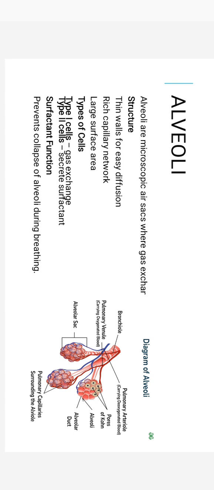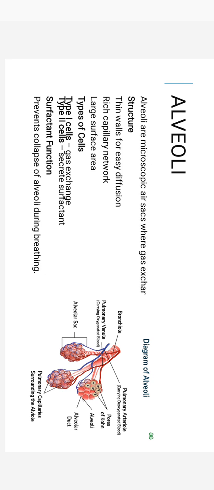Next, alveoli. Alveoli are microscopic balloon-like air sacs present at the ends of the bronchioles. They are the main sites where gas exchange takes place. Each lung contains millions of alveoli, which together provide a very large surface area for oxygen and carbon dioxide exchange. The walls of alveoli are extremely thin and are surrounded by an extensive network of blood capillaries. This arrangement makes diffusion of gases highly efficient.